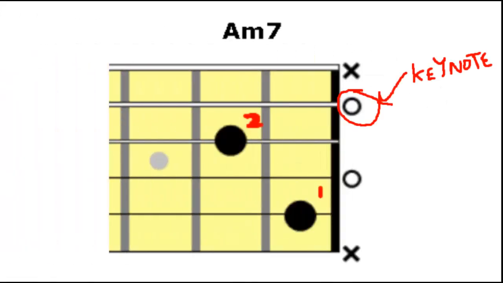The next chord in our sequence is A minor 7th, and this is pretty much a stock standard shape that I think most guitar players would know. The main point of interest is that the key note is the 5th string open, and that we're not playing string 6 or string 1.